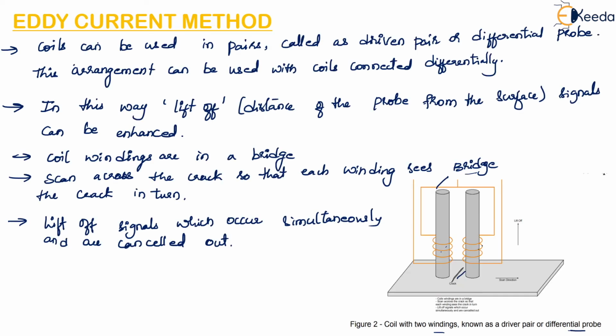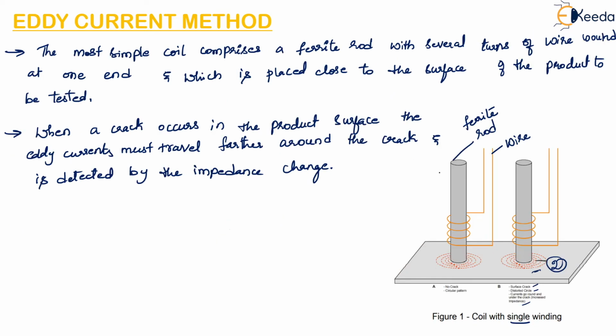So for surface testing of cracks in single or complex shaped components, coils with a single ferrite core winding are normally used. If you want to test the surface of a component, whether the shape is complex or simple, and you want to test for cracks in it, then a coil with a single ferrite core winding, which I have shown in the first figure. So this is the first figure. This setup is used to check surface cracks in a single or a complex shaped component.